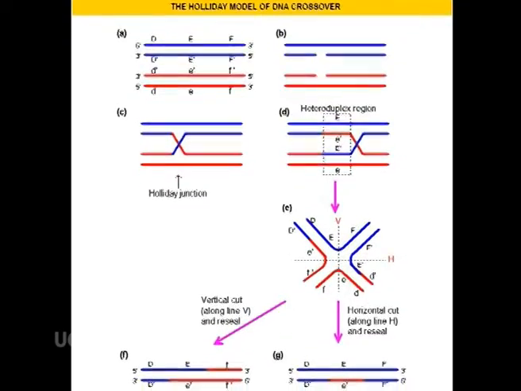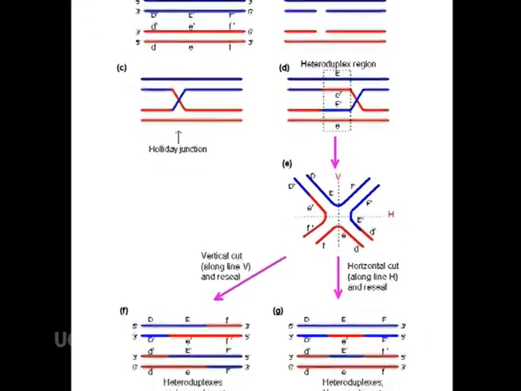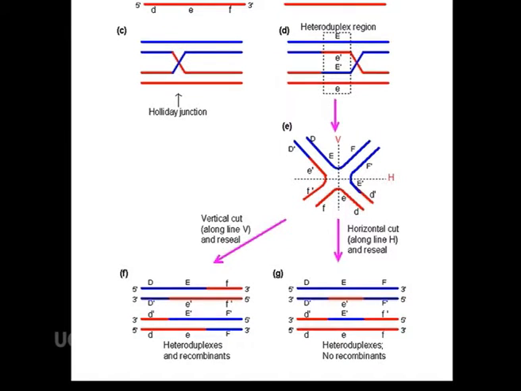DNA strands may be cut along either the vertical line or the horizontal line. The vertical cut will result in crossover between F, F prime and capital F, F prime regions. The heteroduplex region will eventually be corrected by mismatch repair. Finally, the horizontal cut does not lead to crossover after mismatch repair. However, it could cause gene conversion.